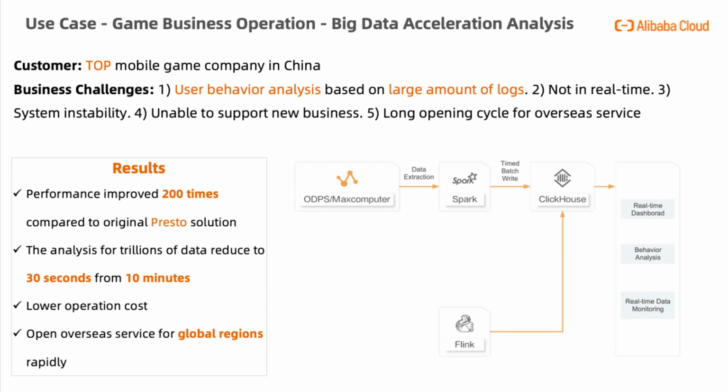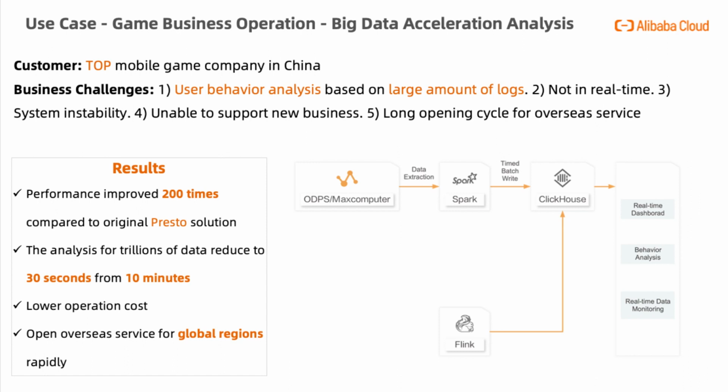The old solution was self-built. It took the customer so much effort on operation and maintenance, especially on overseas service. Indeed, the old system could not perform real-time data analysis, and the system was not stable as well. To solve those issues, the Alibaba Cloud solution is to use MaxCompute to handle historical data, and use Spark to do the batch write to ClickHouse. Meanwhile, Flink syncs the real-time data to ClickHouse. Finally, it performs the real-time dashboard, behavior analysis, and real-time data monitoring.